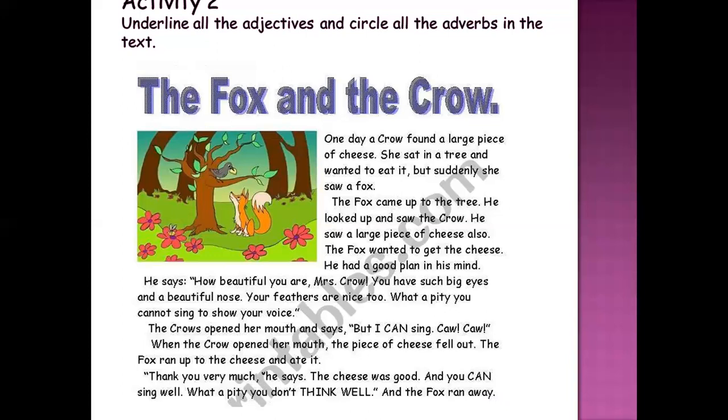Okay, children, this is the text. Were you able to find out any adjectives or adverbs?